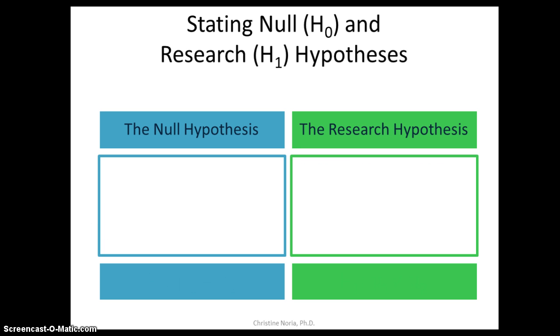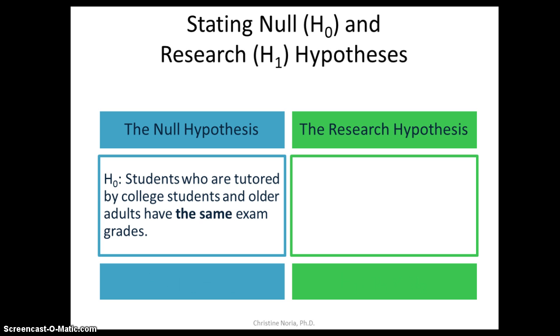The null hypothesis, again, remember, is the boring one. And so we might state that our null hypothesis is that high school students who are tutored by college students and older adults have the same exam grades. Okay, so there's no difference here. And if we stated this symbolically, we would say mu sub 1, mu for population 1, is equal to mu sub 2. So here our two populations are high school students who are tutored by college students, and the second population is high school students who are tutored by older adults.